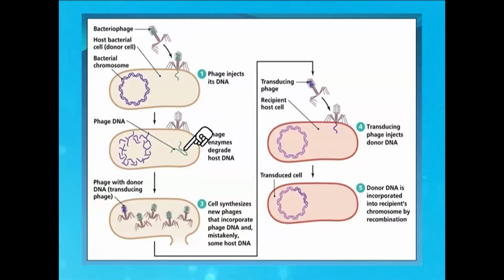The phage then produces certain proteins which digest the bacterial DNA, and the phage DNA is then replicated and all the necessary proteins for the phage particles are produced. After that, the phage particles are packaged. But during this process, mistakenly some phage particles take up the host DNA. And when these phage particles infect another bacterial cell, and if the DNA from the previous host has a complementary sequence, it gets inserted into the recipient DNA. Thus, the cell becomes a transduced cell.